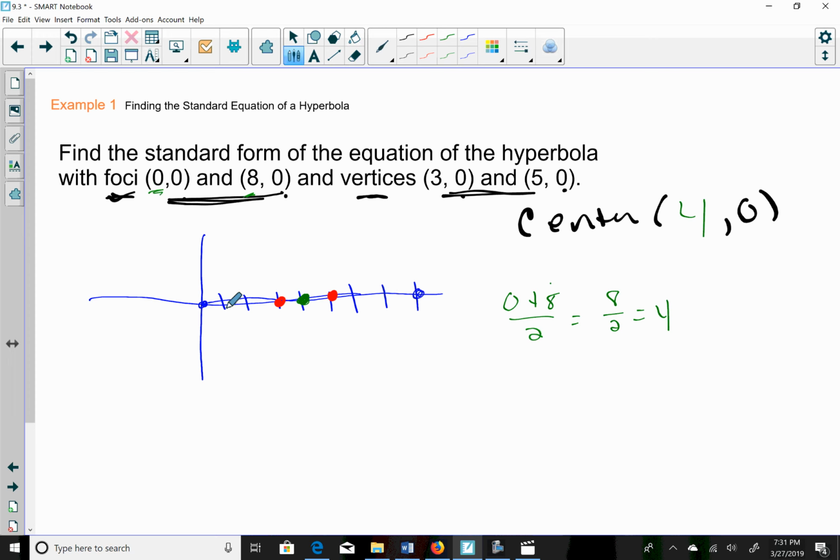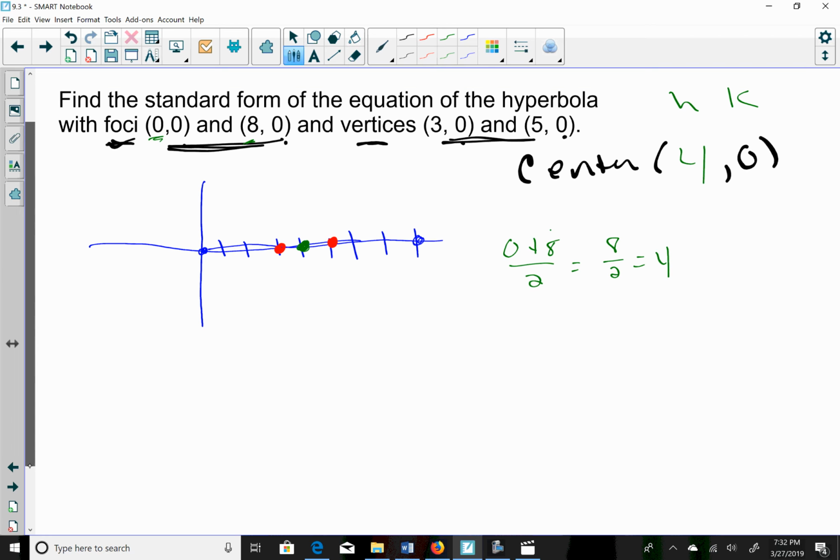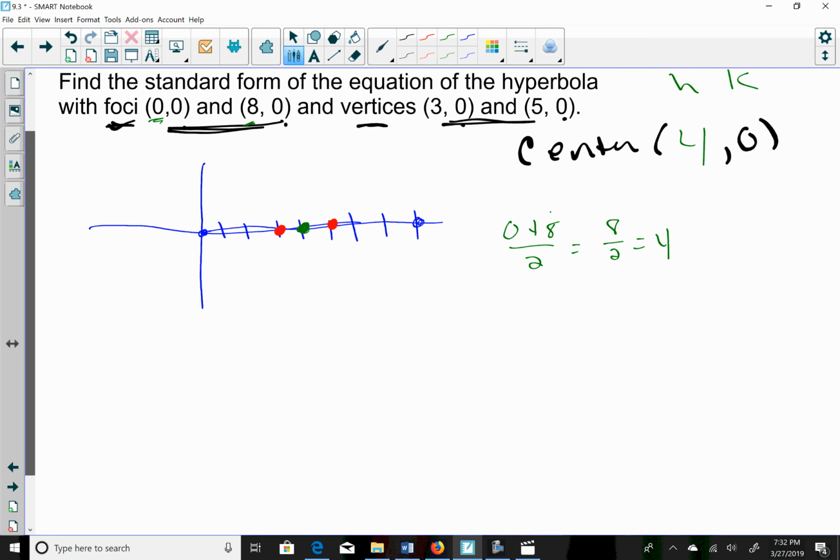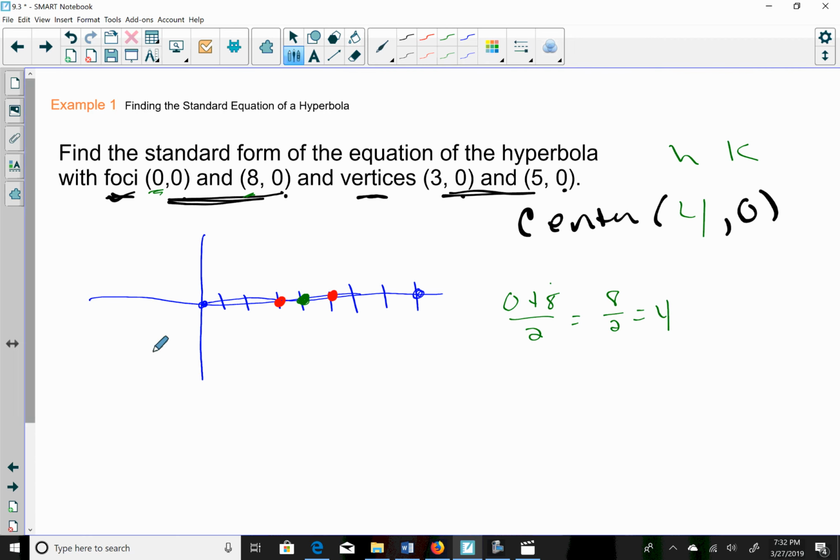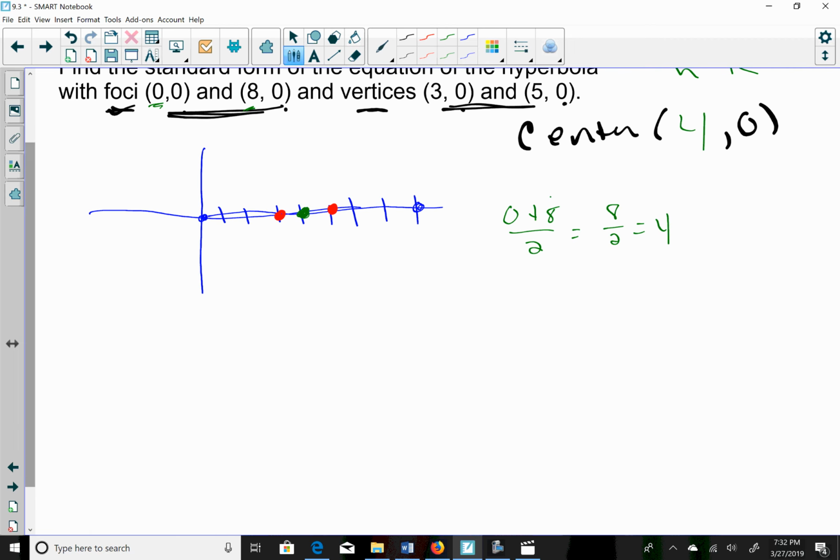So now, remember, my center is still going to be my H and my K, so I needed to find that. Since everything is happening on the x-axis, when I go to write this formula, I know that my x is going to be the positive variable. So I can start writing part of my equation, and I can start with my x minus 4 squared over whatever a is, minus, that's the big difference now, and then I can start with y minus 0 squared over whatever number I decide to put there, and they're always equal to 1.